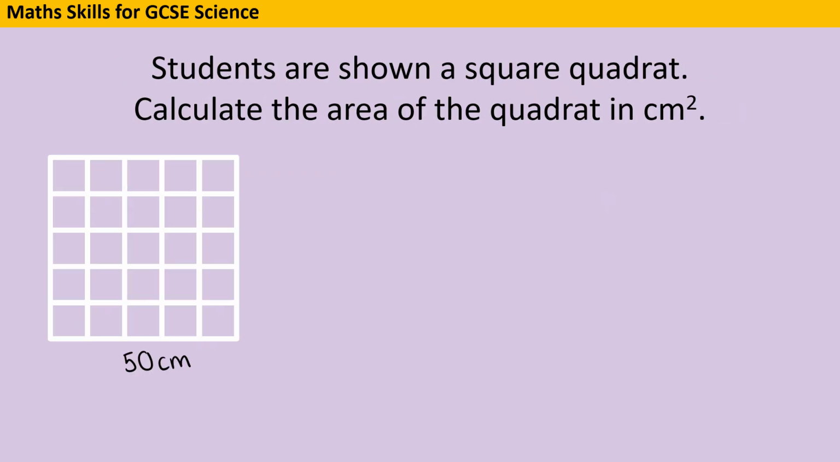Another example in ecology might be working out the overall area of a quadrat. So since this quadrat is square, even though we're only given the length of one side, that's okay because we know all of the sides are the same length. So the area of this quadrat is going to be 50 times 50, which is 2,500, and because our length is measured in centimetres, our area is in centimetres squared.